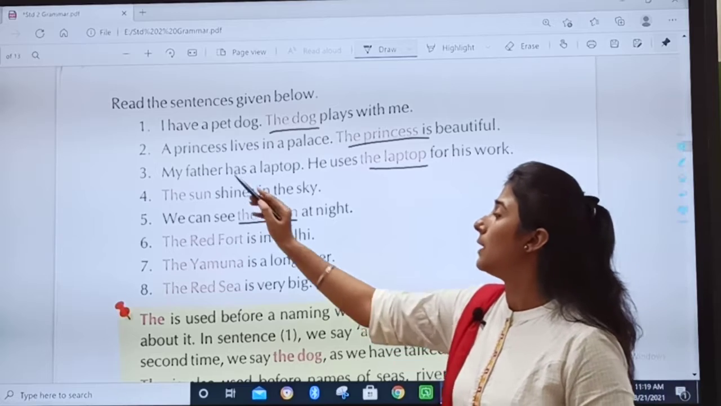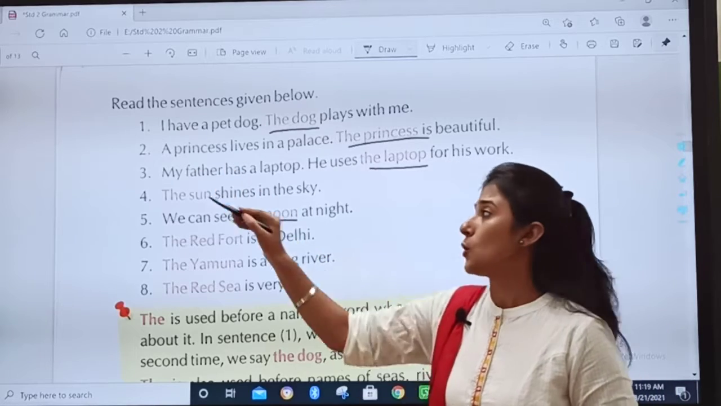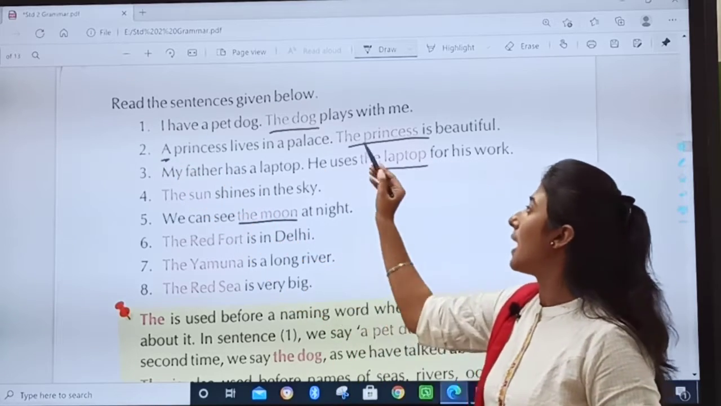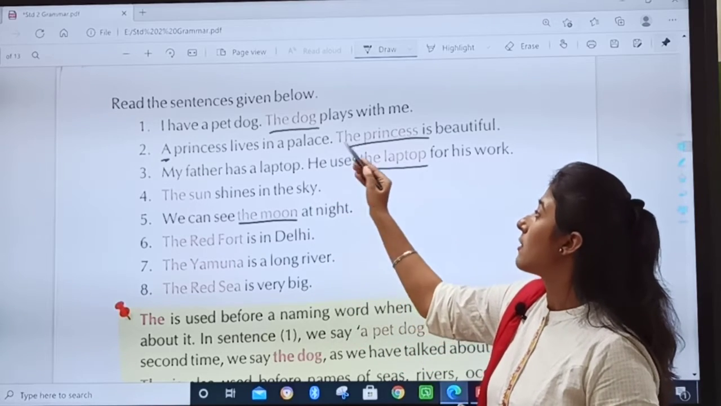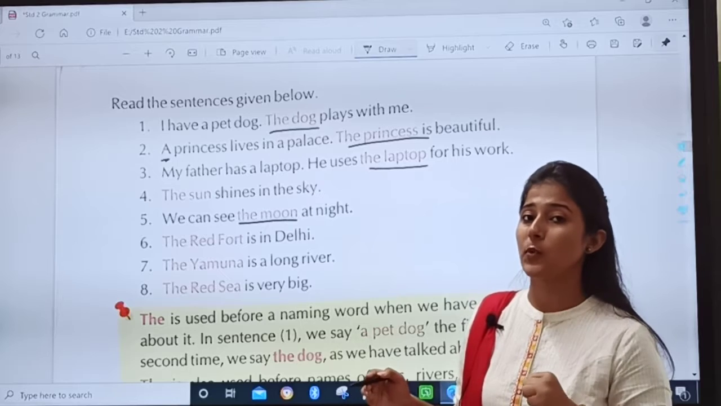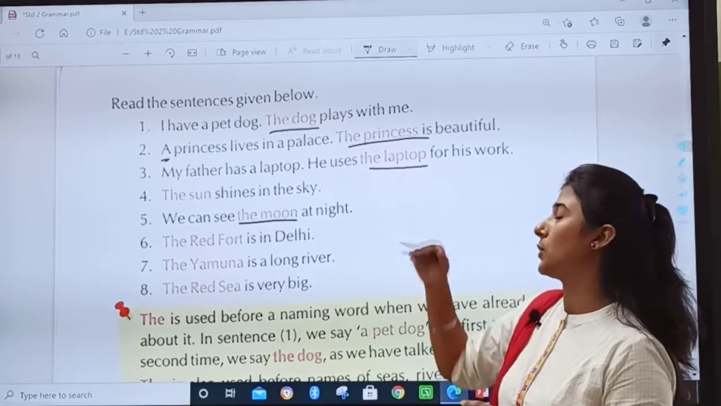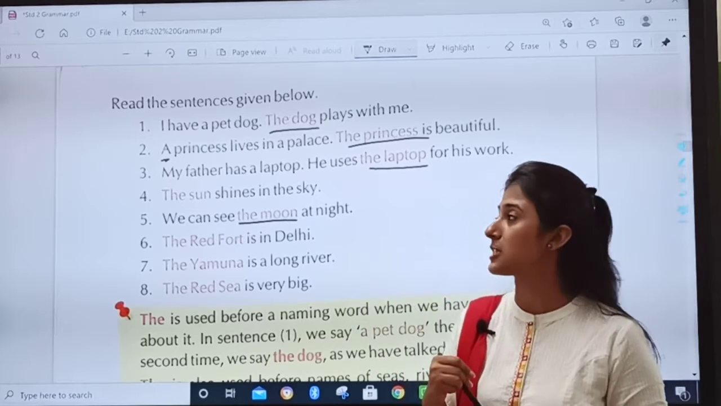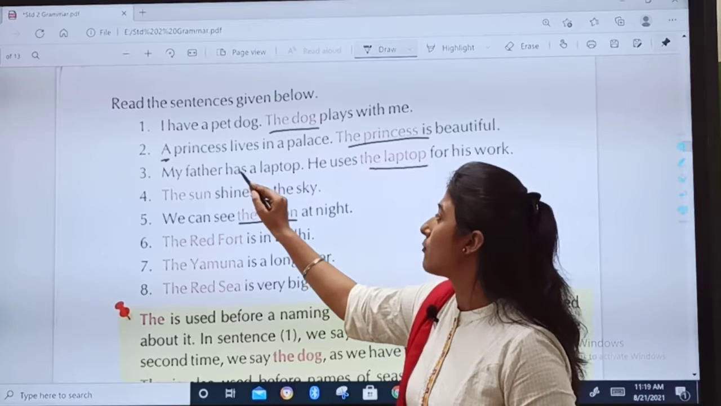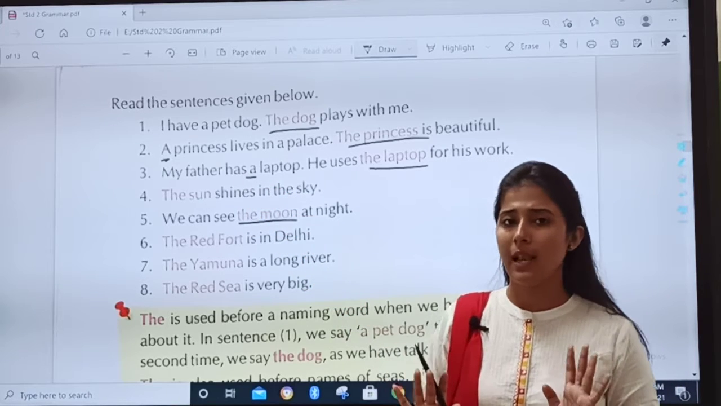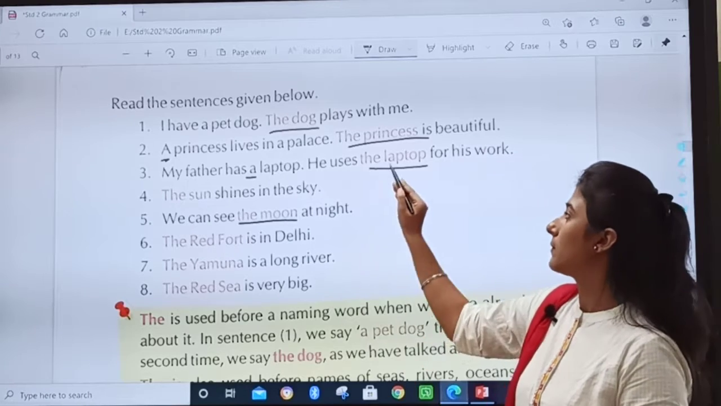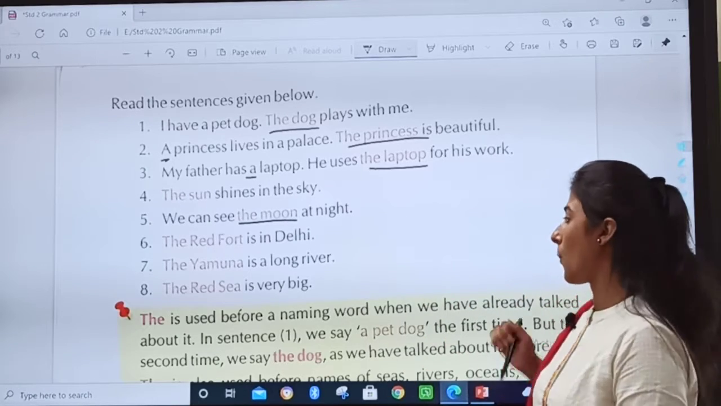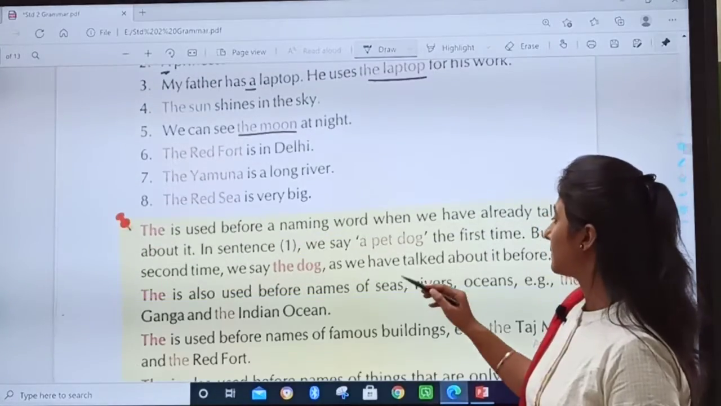Second example, a princess. Why did we put a here and the here? Because in this sentence, when we are talking the second time about the princess, then we have to put the. When we are talking second time, okay? See, my father has a laptop. But when we talk about it the second time, it will become the laptop.